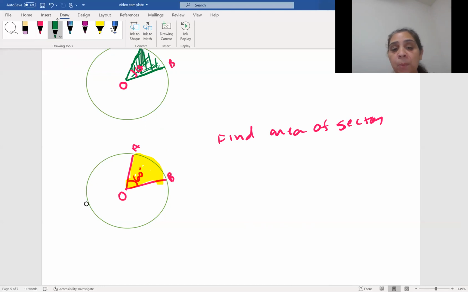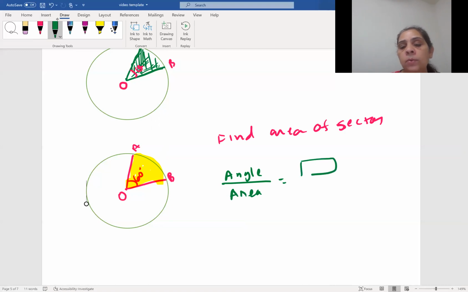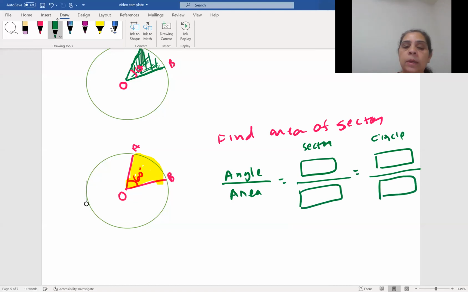We will make a proportion again. We don't need to memorize a formula for this. Again, we take the angle over the area instead of circumference. So here you write the area of the sector, and here the area of the circle. You will get these 4 pieces of information. What is the angle created by this sector? 60 degrees.